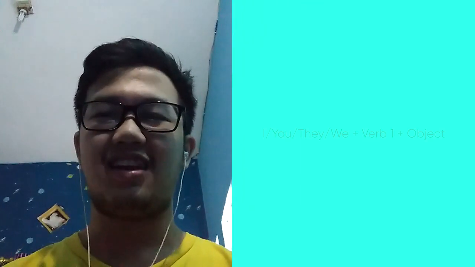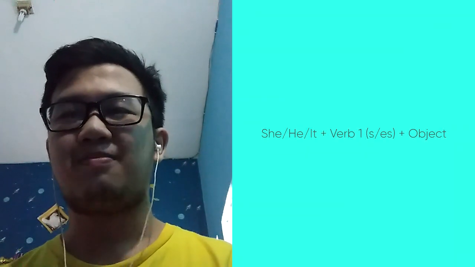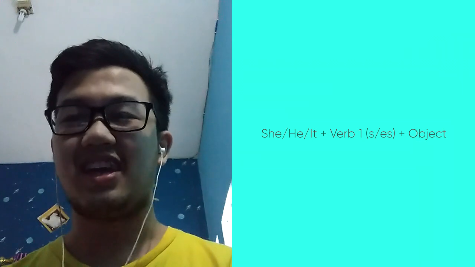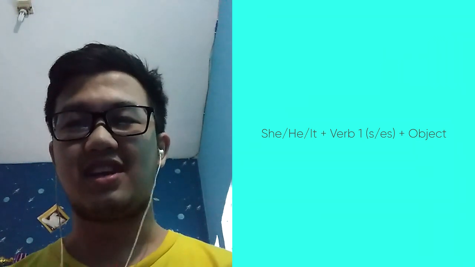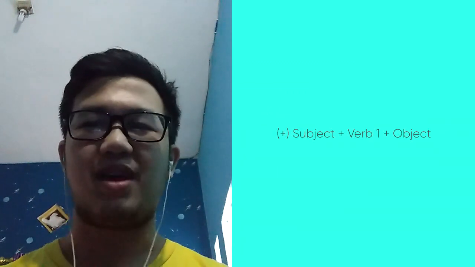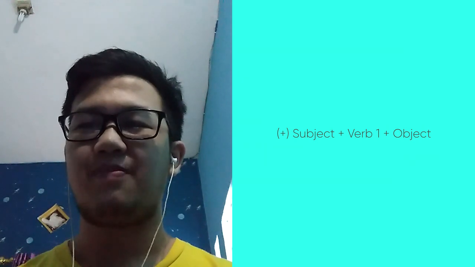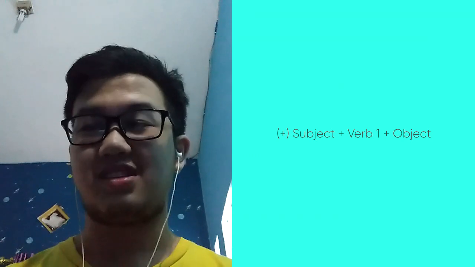The first one, you can make I, you, they, we plus verb one plus object, and you can make she, he, it plus verb one and the subject. So if you want to make a positive sentence, you can make subject plus verb one, or you can add to be plus object.